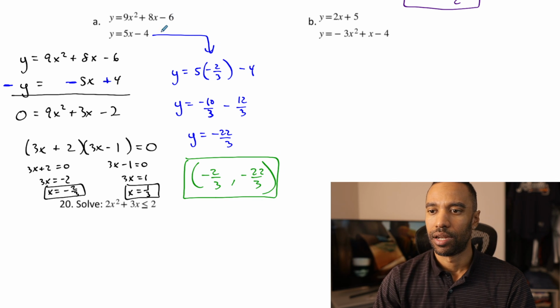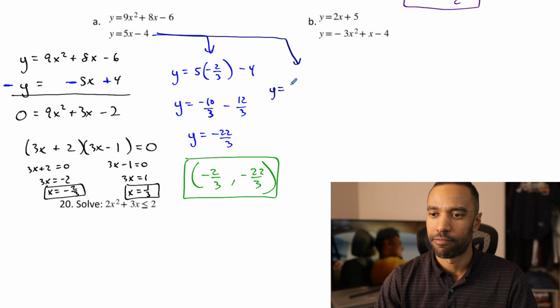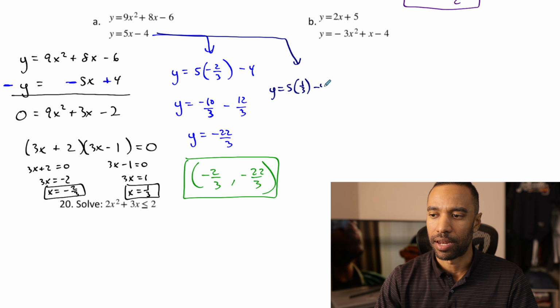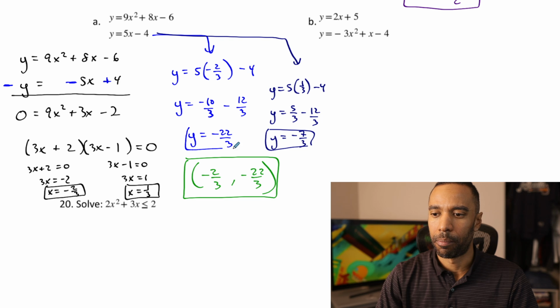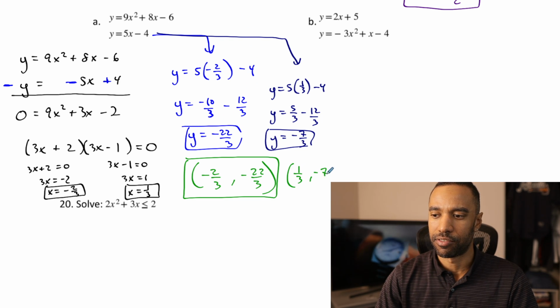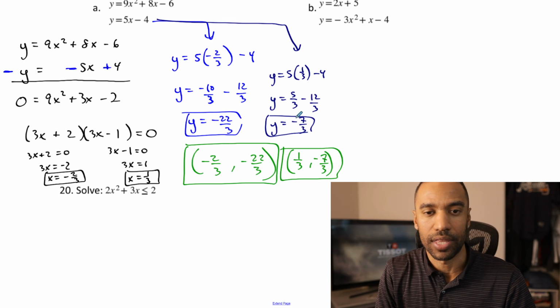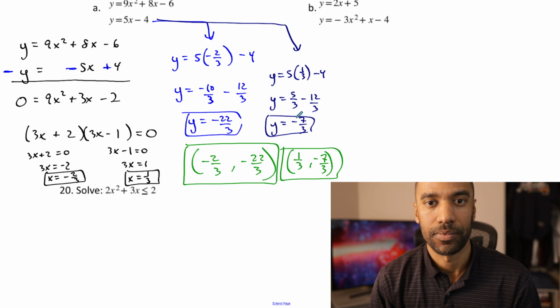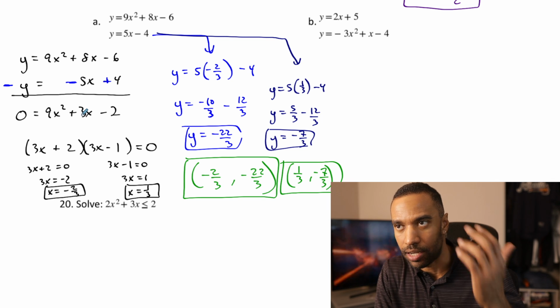The other one I'm going to do by substituting in my other solution: 5 times 1/3 minus 4, or 5/3 minus, once again, the 12/3, or negative 7/3. So this ordered pair is going to be 1/3 comma negative 7/3. And those are the solutions to that system on A, done algebraically. I used the elimination method to get an equation with only x's in it.